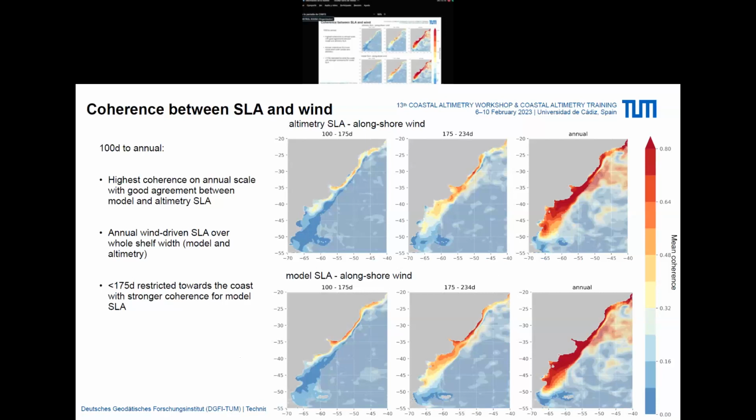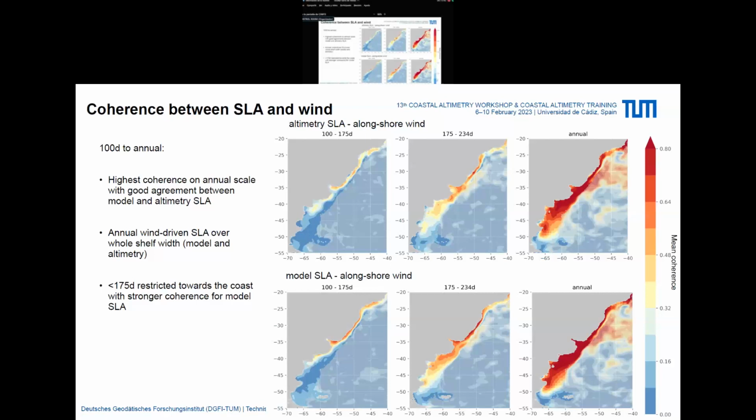So I show you here the coherence between sea level anomaly and the alongshore wind component. And we start with the lower frequencies that are analyzed. So we go from 100-day to annual periods. And at the top row, you see the results coming from the altimetry sea level anomaly, and in the bottom row, the model sea level anomaly.